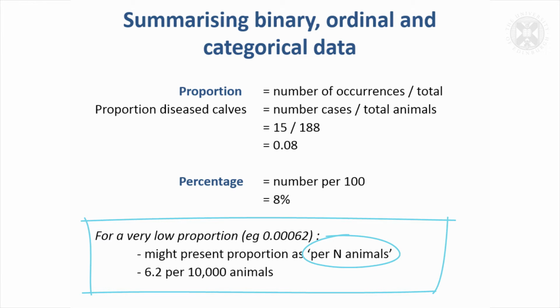So you would say there were 6.2 occurrences per 10,000 animals. And I think people find it easier to visualise what that means. They can try and imagine 10,000 animals, and they think about, 6.2 have got the disease or something.